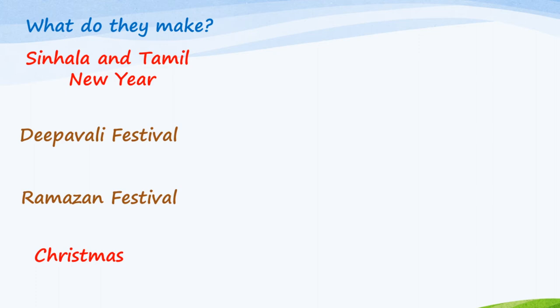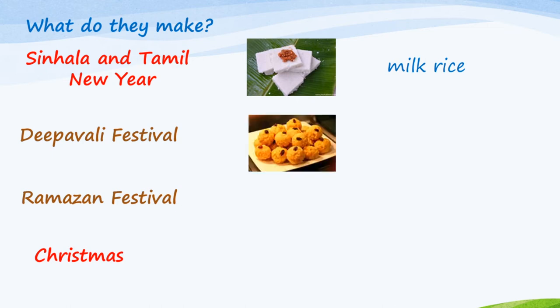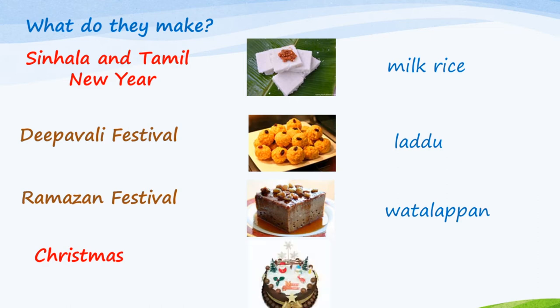What do they make for their festivals? Sinhala and Tamil New Year. Yes. Milk rice. They make milk rice for Sinhala and Tamil New Year. Deepavali festival. Laddu. They make laddu for Deepavali festival. Ramasan. Vatlappan. They make Vatlappan for Ramasan. Christmas. Christmas cake. They make Christmas cake for Christmas.